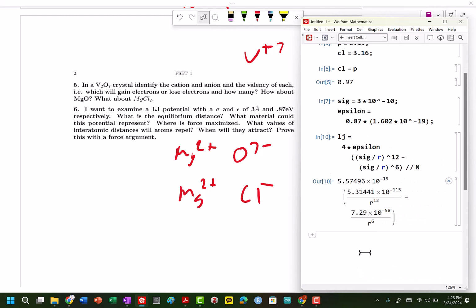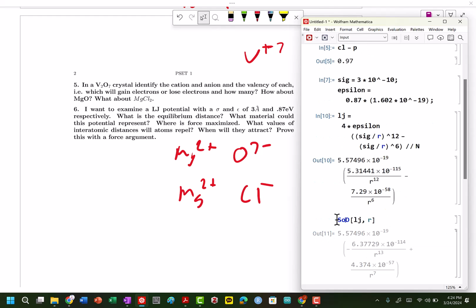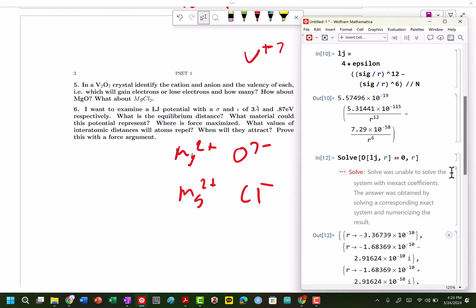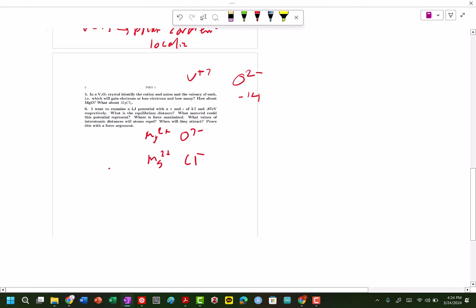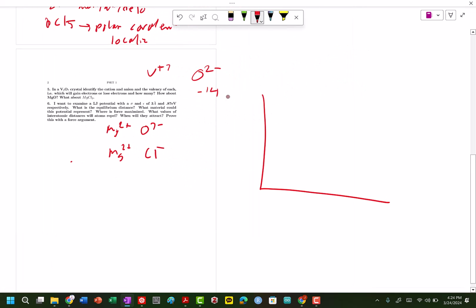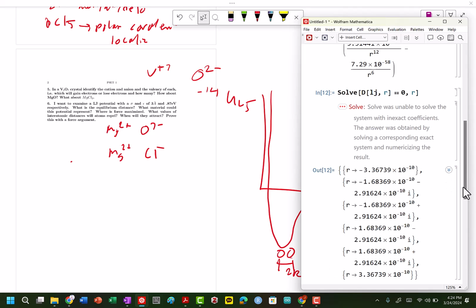Good. So now, what's the equilibrium distance? So the derivative of Lennard-Jones with respect to R. Then let's solve and set this equal to 0, and solve it for R. Because again, the equilibrium distance is where we minimize our potential. So let's remember what we're looking at here. When we're dealing with a Lennard-Jones potential, U_LJ as a function of R, we see here and then here, this is our equilibrium distance, and this will be equal to 2R. So whatever that distance is of the metallic radii, or the radii in general.